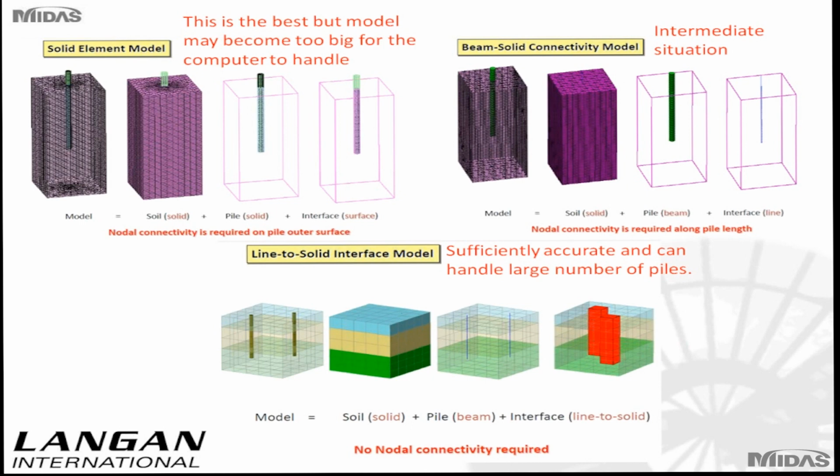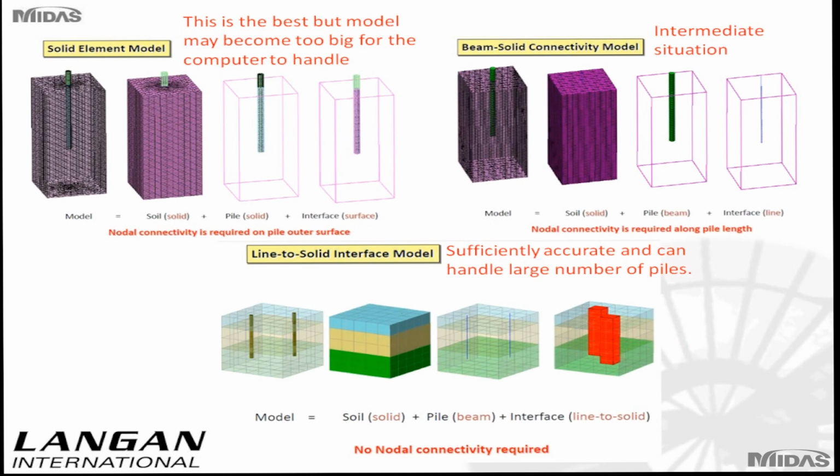The most accurate representation of a pile is with solid elements and interface elements, as depicted on the upper left-hand side. This is the best model, but it may become too big for the computer to handle, especially if you have more than 30 or 40 piles to model.